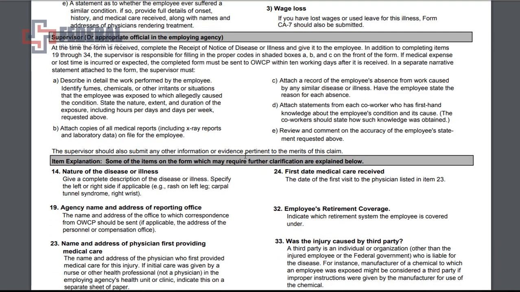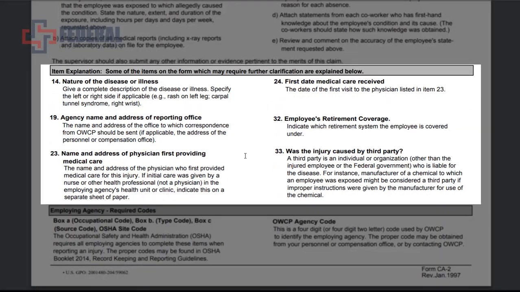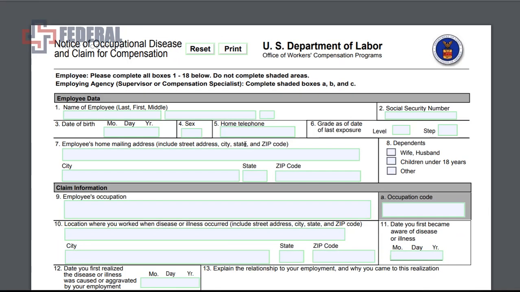There's info that your supervisor has to provide. And down here, these are instructions which I will explain to you back up top. So let's go ahead and start right here. Page 1, obviously, we're going to start with employee data.